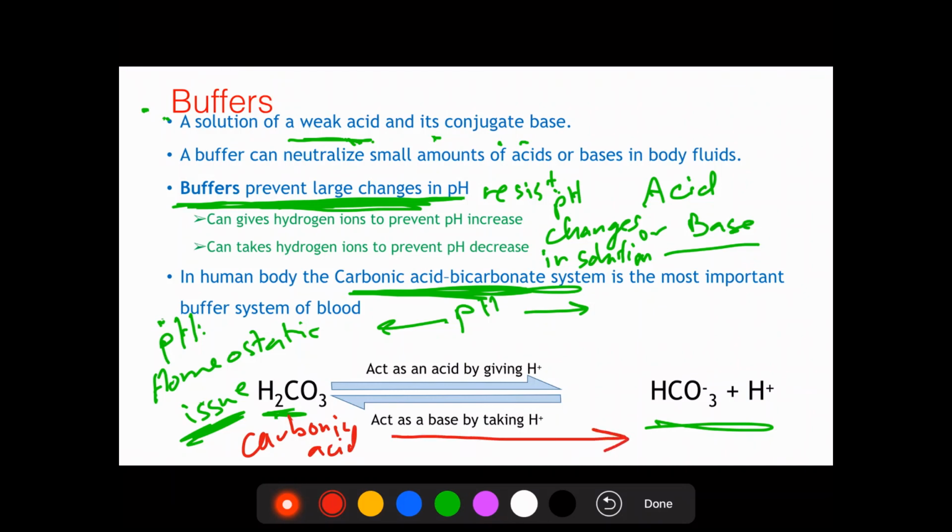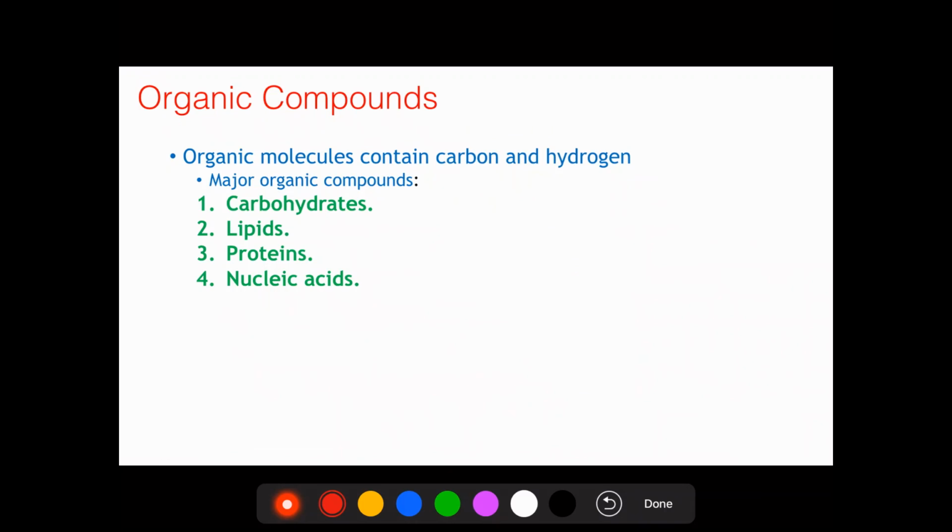In this case, if it's moving to the right, it's giving me hydrogen ion, so it's acting as an acid. And if it's moving back, it's acting as a base, because it's taking the hydrogen ion back to the bicarbonate. So if it's breaking, that's an acid. If it's taking the hydrogen ion, that is a base. Okay, I will stop here. I will make a new video for the organic compounds.